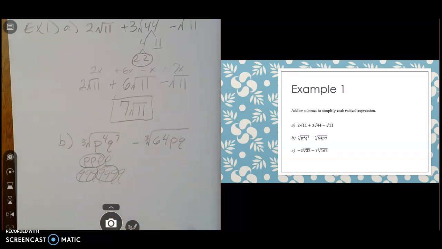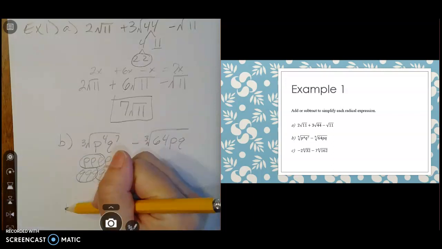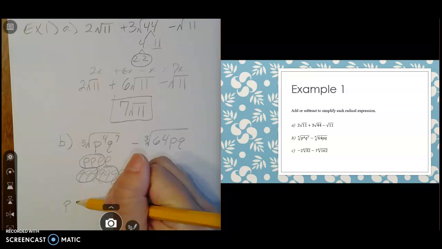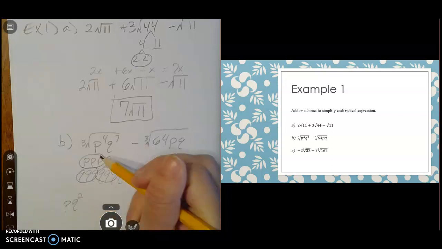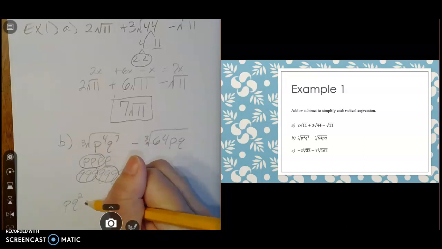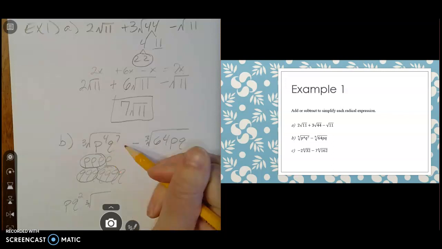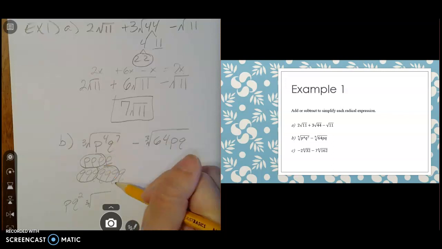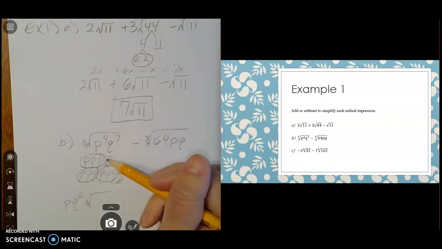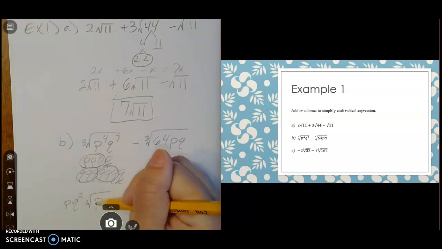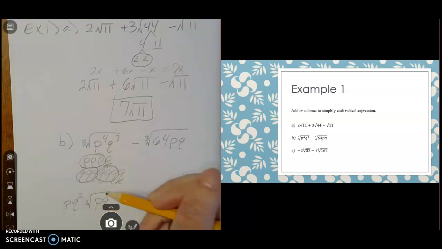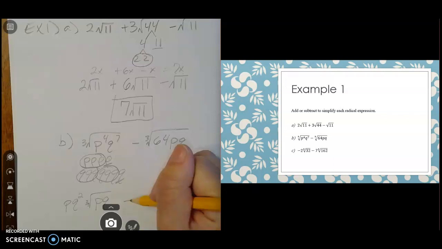And so the things that I can bring out of the radical go in front. So I'll have a p. And then I'll have 2 q's, which would be q squared. And it's still a cube root. That didn't change. And the things underneath the cube root are the things that didn't belong in the group. So I have 1p and 1q left. Okay, so that's the simplified version of the first one.